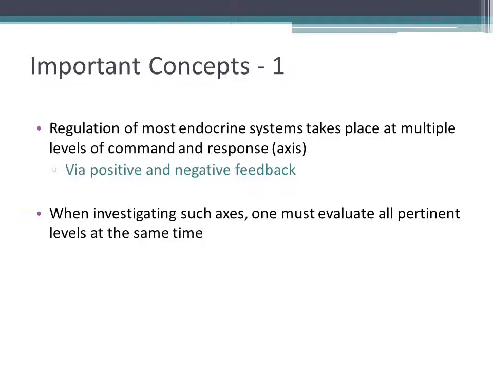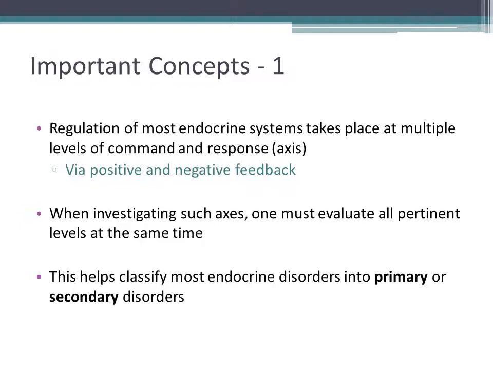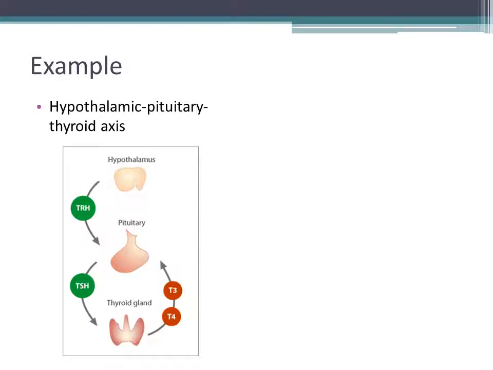So when investigating such axes, one must evaluate all pertinent levels at the same time in order to have a better understanding of what's happening to the hormones. This generally helps us classify most endocrine disorders into primary or secondary disorders. So here is an example. This is the hypothalamic pituitary thyroid axis.